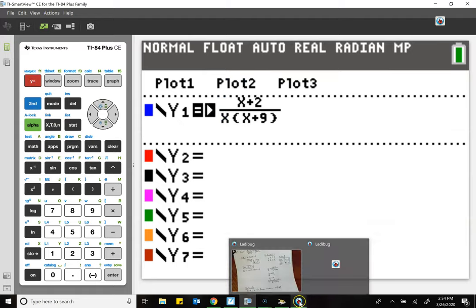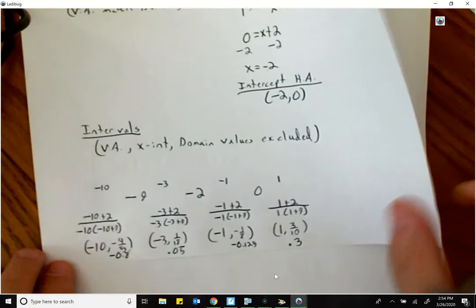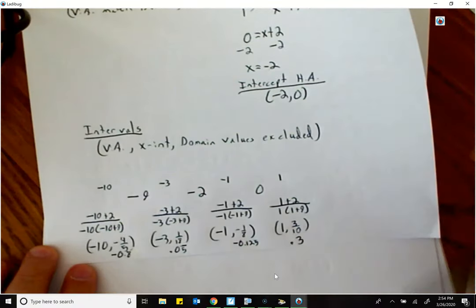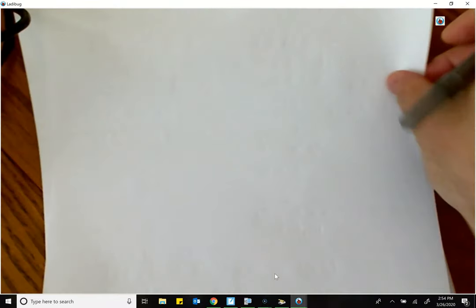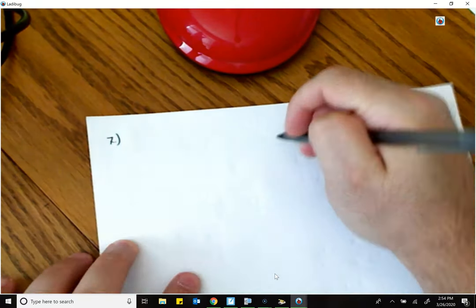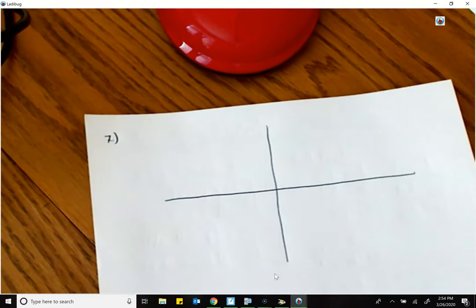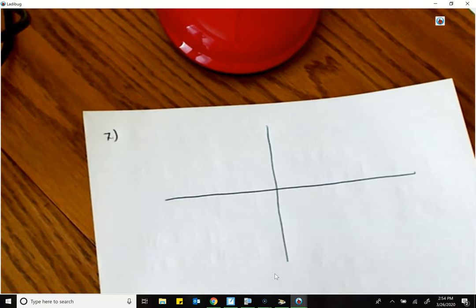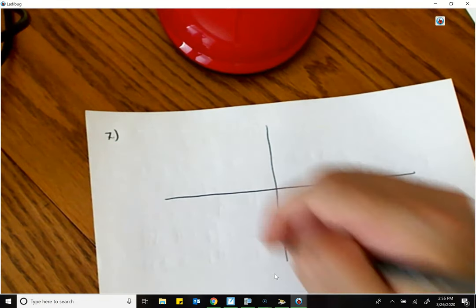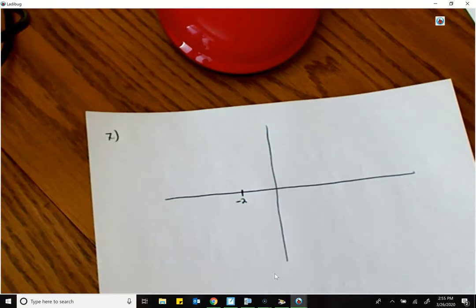Okay? So the reason why we did this is so that we can now use all this information to help us graph. Okay? So let's take a look at what this graph actually looks like. So I'm going to draw a big y-axis, a big x-axis. Okay? The first thing you're going to want to graph is the x-intercepts and y-intercepts. So we have an x-intercept at negative 2. And again, I'm just sketching, so it doesn't really bother me if this is not to scale.